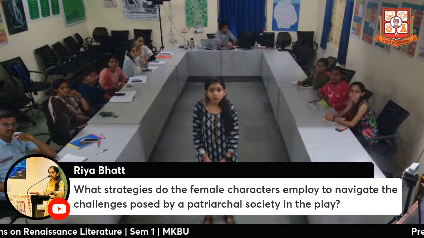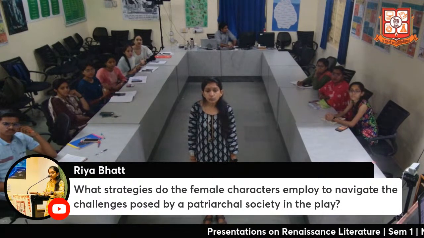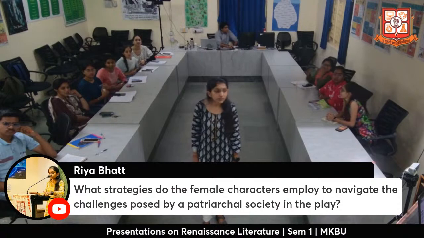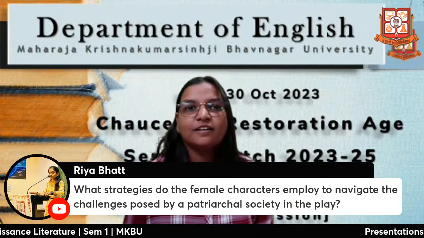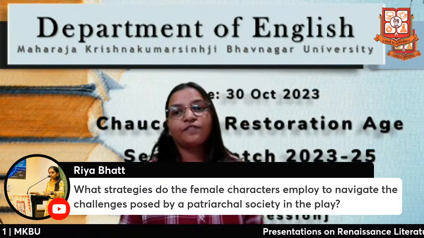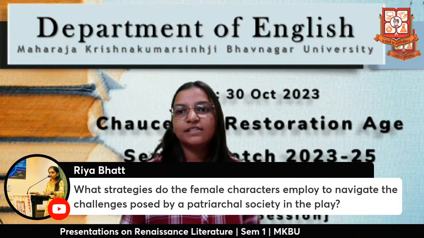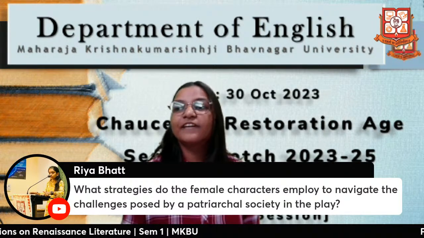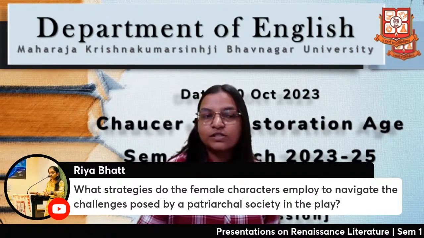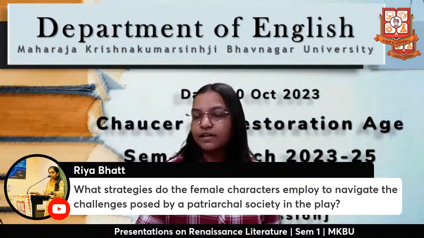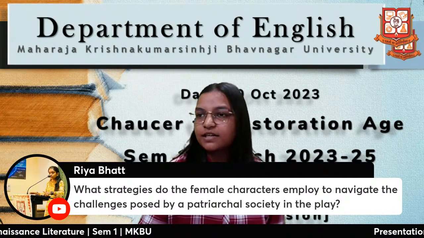What strategy do the female characters employ to negotiate the challenges posed by the patriarchal society in the play? In the play, we can see that women Florinda and Helena disguise themselves because the 17th century society does not accept that women roam freely. Florinda and Helena both want freedom, so that's why they disguise themselves and become men. They wear men's clothes and change their outer look.